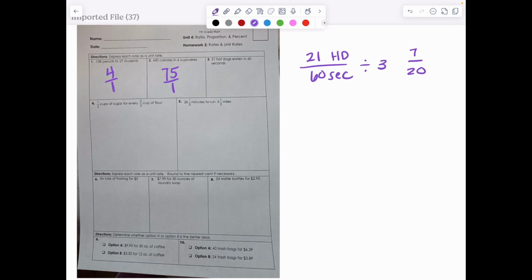Yeah, 20 can't be divisible by 7, and 7's a prime number, so you really can't get it any smaller than that. So I would say it's 7 to 20. And you can double check that by taking 60 divided by 21. Well, that's 2.85. So I think this is still really your best answer.